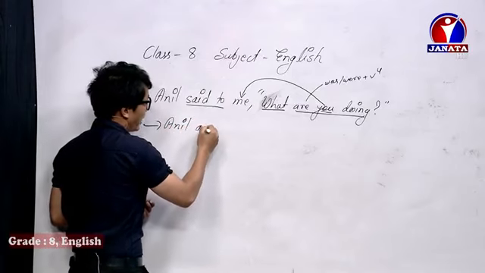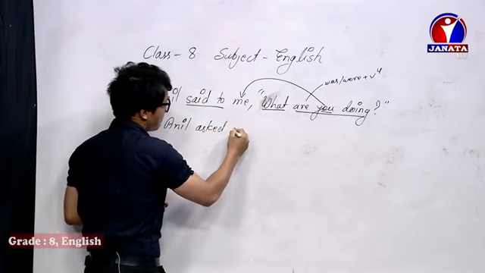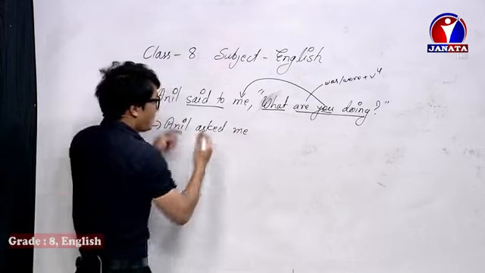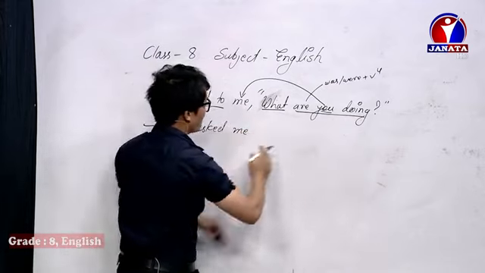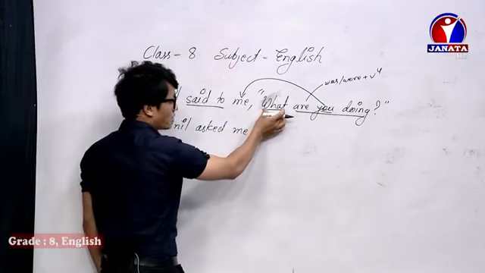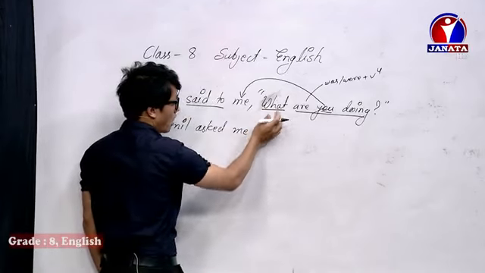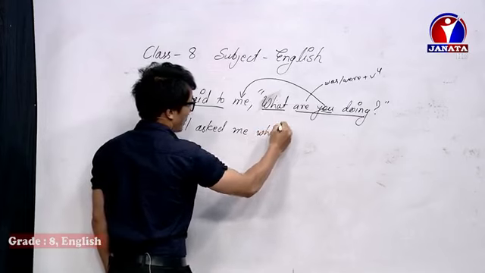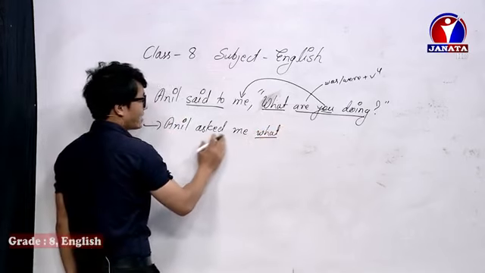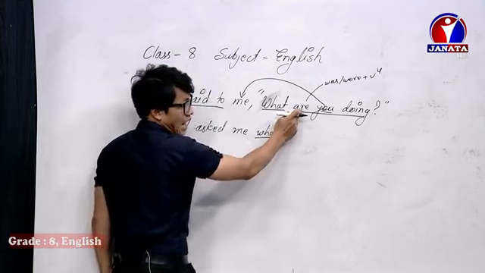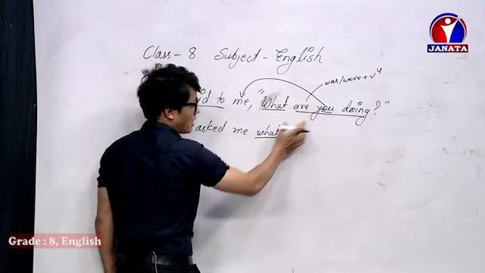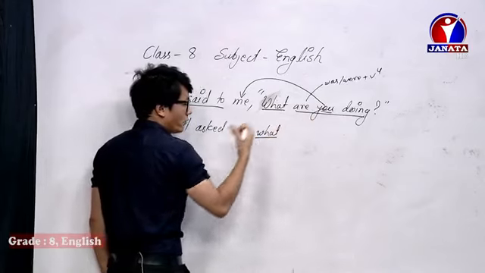So let's write here, Anil asked me. And after writing this reporting, how to join this reported? So we need to take the W as a word. So what is the W as a word here? What. So write down W as a word, what. Anil asked me what. After writing the W as a word, don't focus on are. You need to focus on the subject.